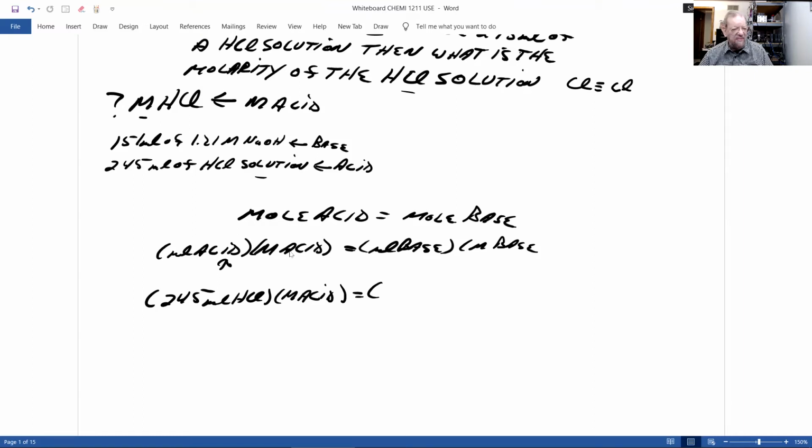The milliliters of the base is this right here, 151 milliliters. The molarity of the base, and this is one of the rare times you don't have to say, what does that mean? And write in moles per liter, because I've simplified this. And that is 1.21 molar NaOH.